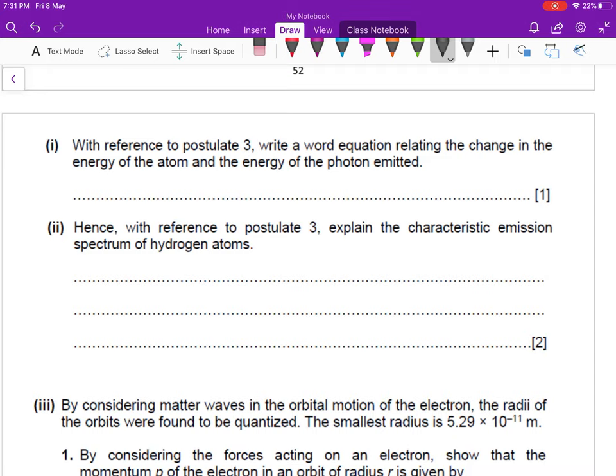So, the frequency of the photon emitted is related to the change in the energy rather than the orbital motion of the electron, okay? So, we don't need to care about this. Part 1, with reference to postulate 3, write an equation relating the change in the energy and the energy of the photon emitted. So, write an equation.